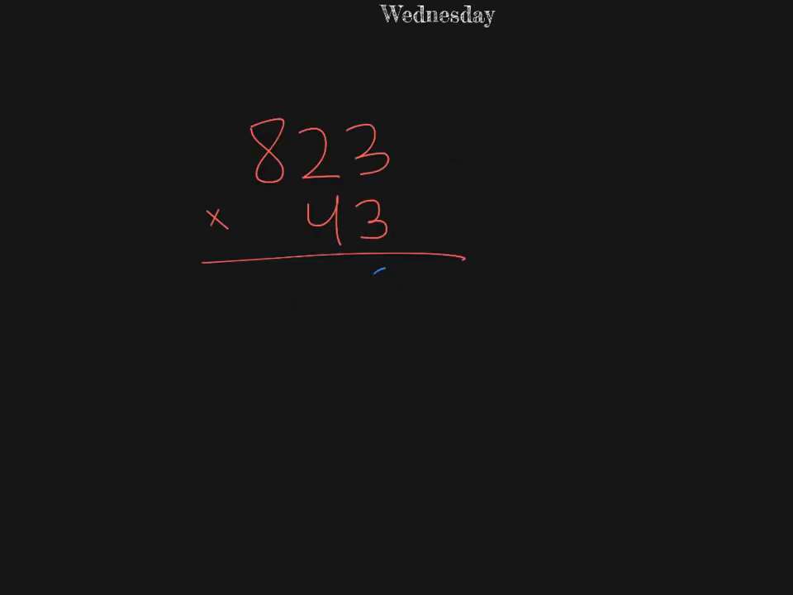3 times 3 is 9. 3 times 2 is 6. 3 times 8 is 24. Now we cross out the 3, add our 0. 4 times 3 is 12, carry the 1. 4 times 2 is 8, add 1 is 9. 8 times 4 is 32.